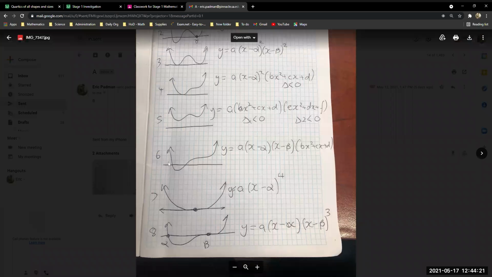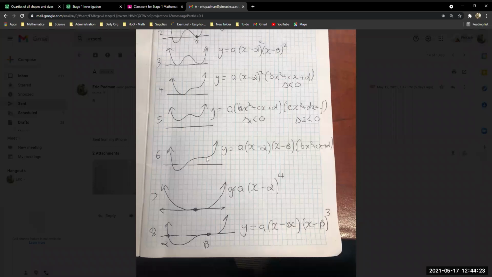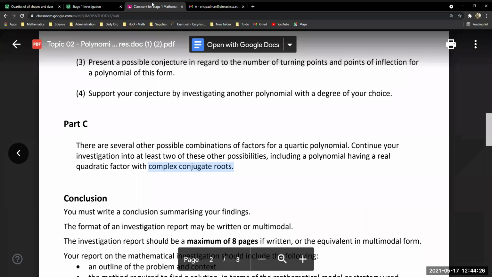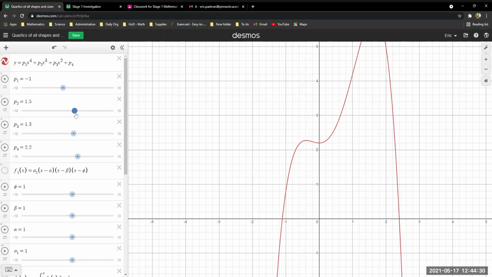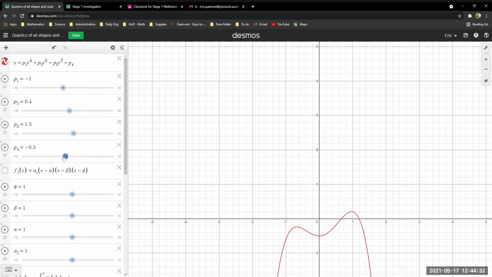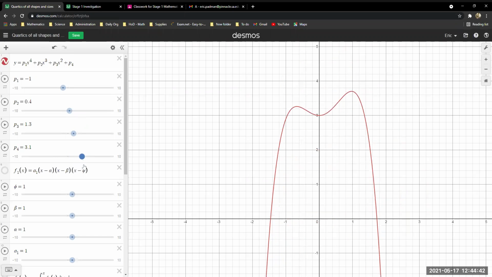Basically, it doesn't look like number 6. Number 6 has 2 there, and it has something over here. But if you play around with these sliders a bit more, particularly if you play with the last one, you can get, okay, so now it's got 4 distinct real linear factors, but it's the same shape. I can move that shape up and down. See, there's actually plenty you can do.